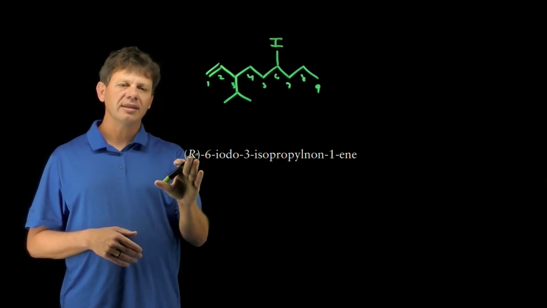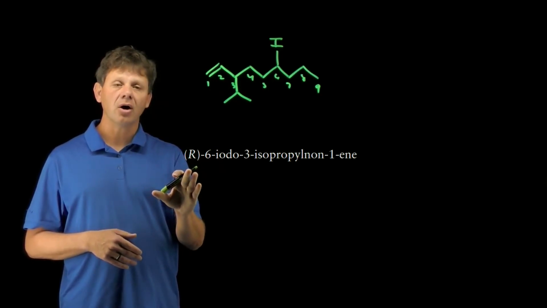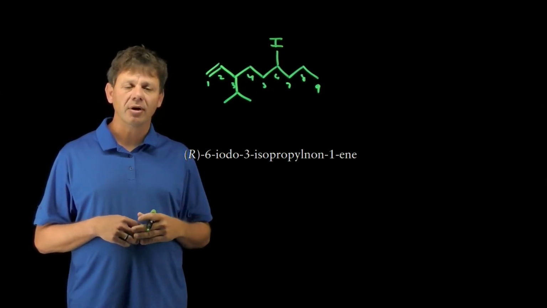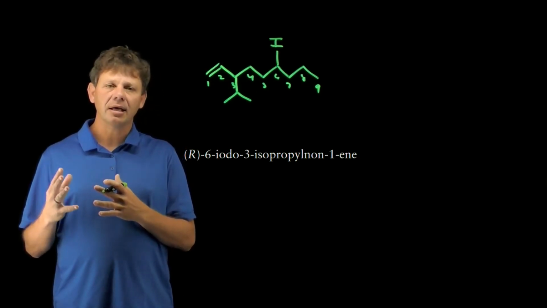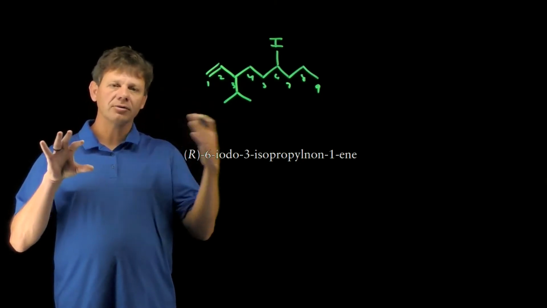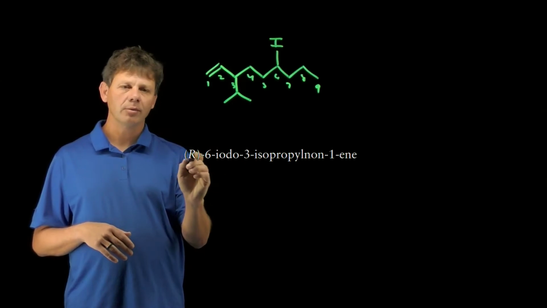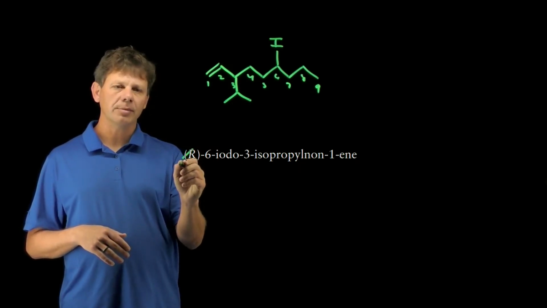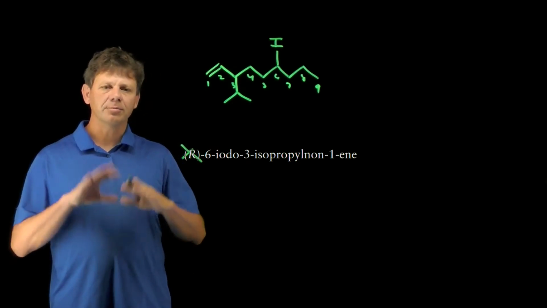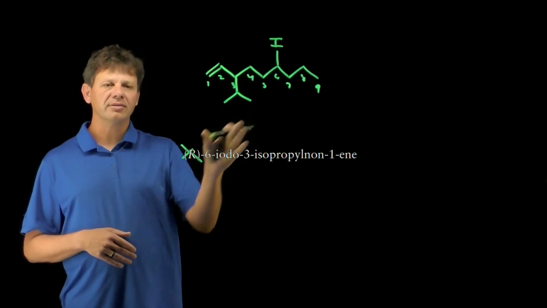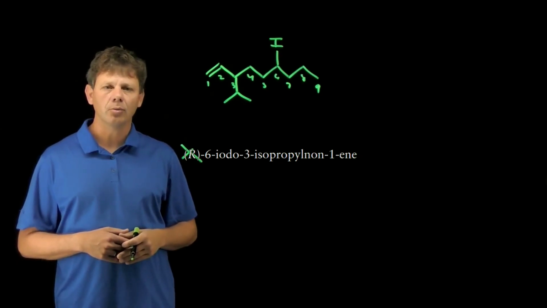You'll notice that it says that this is R. Which one is R? Is it 3R or is it 6R? The reality is this should have been 3R, 6S or 3S, 6R. We should have given that. Since we messed that up, we'll fix that on reprinting. For now, let's just pretend that there's stereochemistry undefined, and this molecule is 6-iodo, 3-isopropyl, non-1-ene.